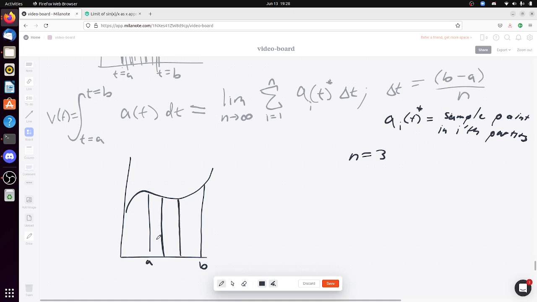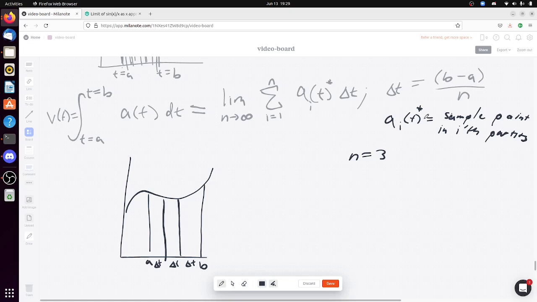I didn't draw it well, but let me redraw it a little bit. These are the 3 intervals. Still not very good. They're supposed to be equal, but that's delta t. Every one of them is delta t. And here we're doing n equals 3.